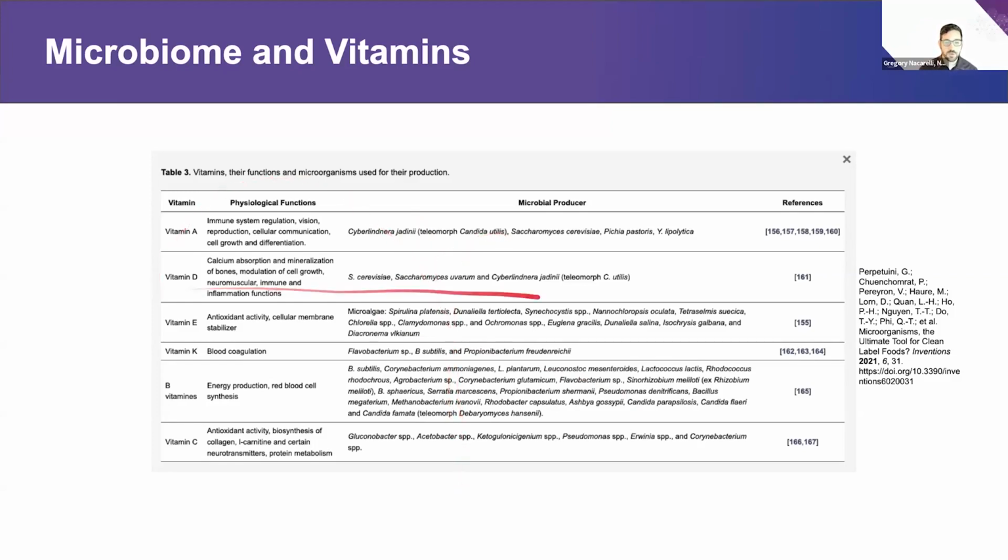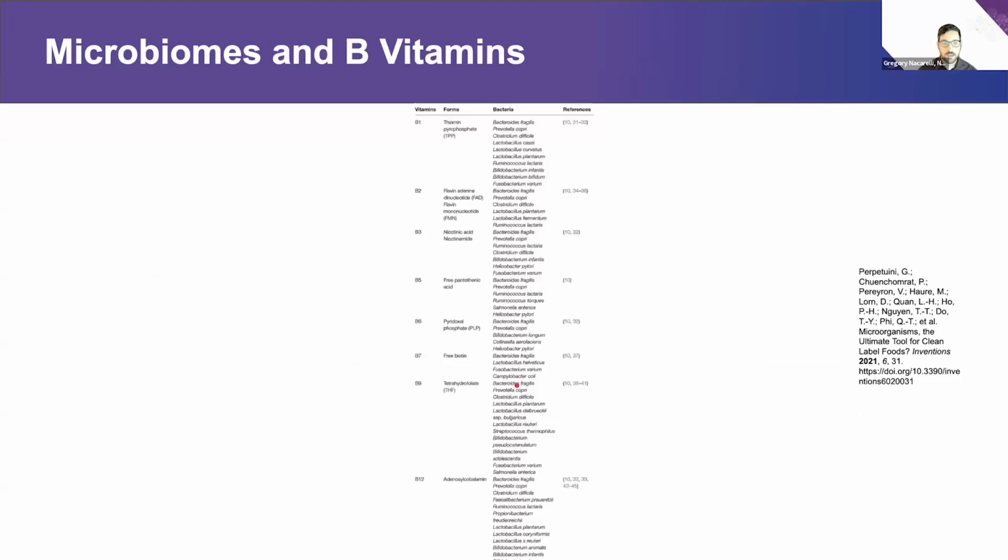For example, certain yeast products can make vitamin D. Vitamin E, lots of different microorganisms have been shown to make this. Vitamin K, I know you've probably seen these in some of your probiotic supplements if you've taken them: Bacillus subtilis, Lactobacterium. B vitamins, there are a lot of microorganisms associated with B vitamin metabolism. And actually, on my next slide, you can even isolate it down to the individual B vitamins. So B1, Bacteroides fragilis, Lactobacillus casei; for B5, Prevotella, Helicobacter pylori.